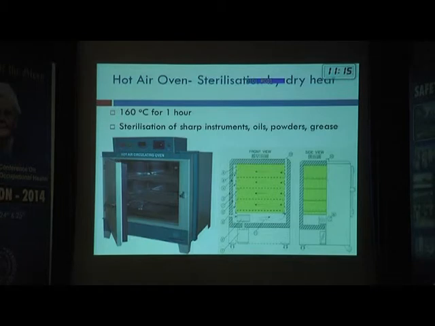Whereas a hot air oven is dry heat. There is no moisture, it's just a machine with heating blocks, and there is a fan that distributes the heat. Here, because it is dry heat and there is no additional pressure, you have to heat it for longer, at higher temperatures, and this is for sharps and things like oil, grease and powder that can get destroyed by moisture, so you have to use dry heat. And this is again used very commonly in the operation theatres and in the labs.